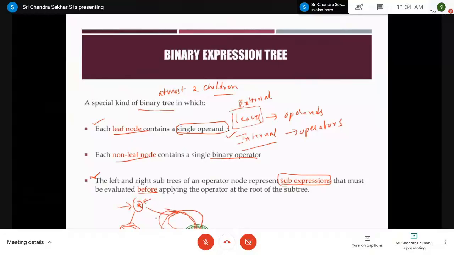And this is a recursive definition. That means, if you have subtrees for these subtrees, then you have to first evaluate the innermost subtrees, and then you have to evaluate the subtrees, and then you have to go to the root, right?